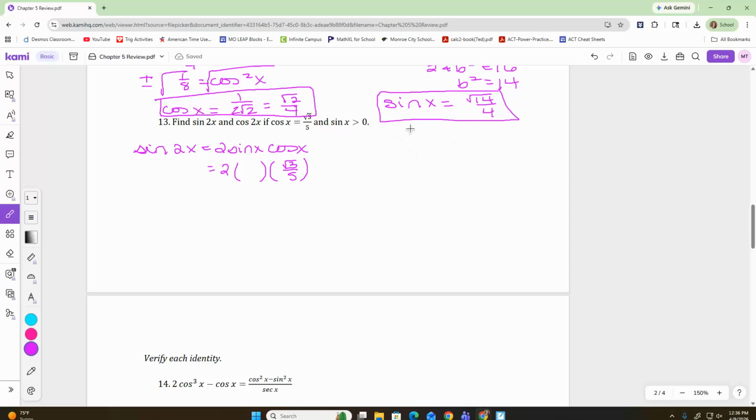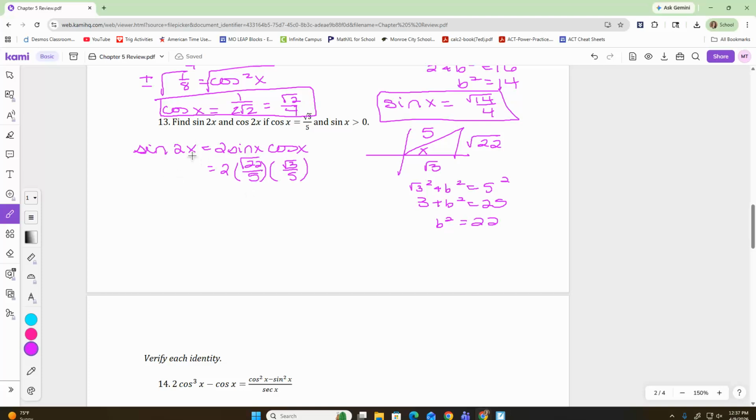Set up our triangle. We know cosine is positive and sine is positive, so that's first quadrant. Cosine of x was radical 3 over 5. So a squared plus b squared equals c squared. So square root, but we're in the first quadrant, so it's positive, so this side is radical 22. So then how do we find sine of x? Opposite over hypotenuse.